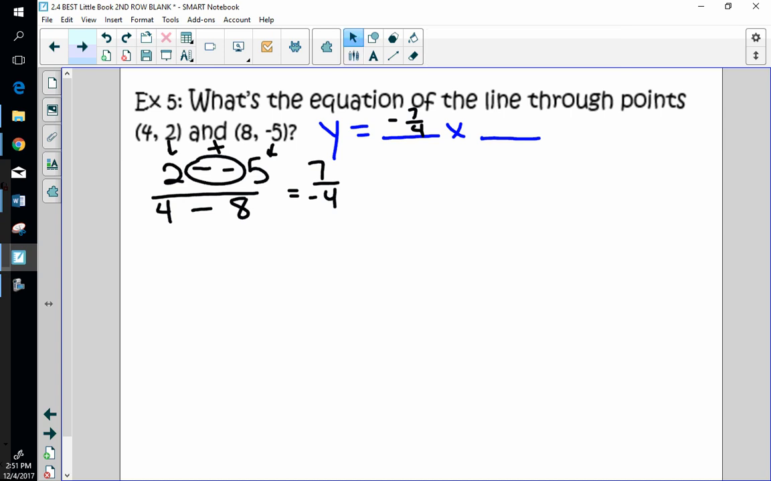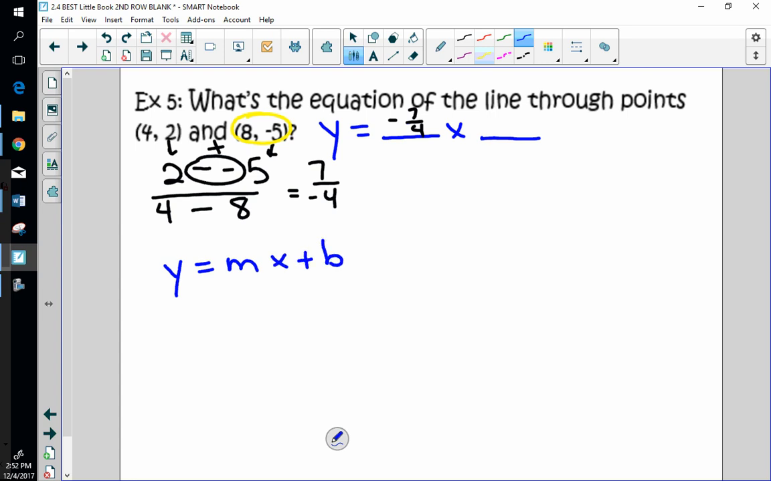Next step, we have to find a point. Well, they give us 2. So let's pick a point. You can pick whichever point you want to. I'm going to pick 8, negative 5. And I'm going to put that point and the slope I found into my y equals mx plus b. So let's do that. y equals mx plus b. We're going to take all the letters out except for the b, and we're going to replace them and solve. So remember, the y coordinate goes in for y.